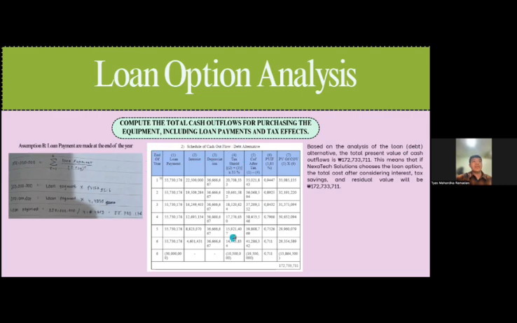And this is the table, and the conclusion is based on the analysis of the loan debt alternatives, the total present value of cash outflow is 172 million. This means that if Nexatech Solution chooses the loan option, the total cost after considering interest, tax savings, and residual value will be 172 million.